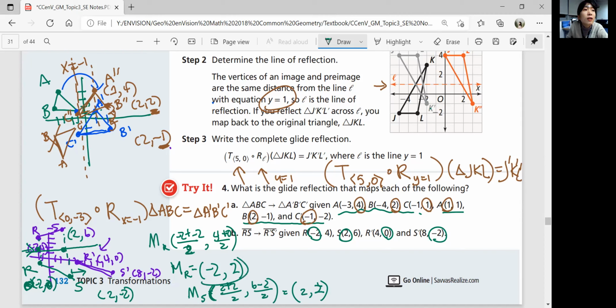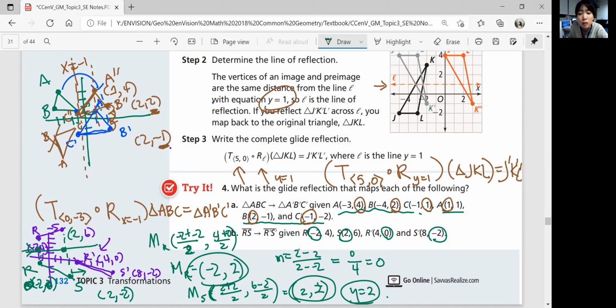So looking at these 2 points, figure out the slope and the equation of the line. The slope is y sub 2 minus y sub 1, and then 2 minus -2. That's going to be 0 over 4. Oh, we do have a horizontal line. Okay. So what is the equation of the line? Your y must be 2. So that is going to be the equation for your line of reflection.